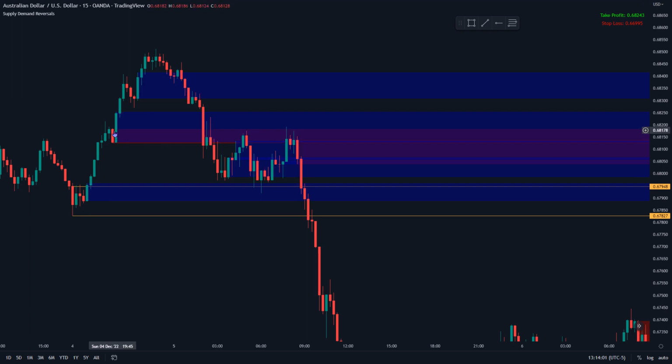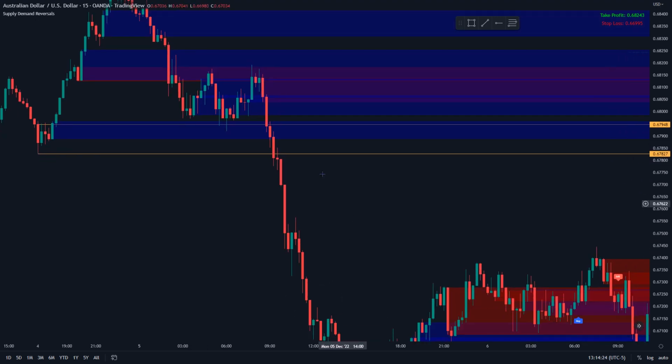We have this demand that caused this move up, but now broken. However, it's still a relevant zone to trade from, just from the opposite side. So we can see it dips into it, makes a lower low, comes up, back into it again, does poke above it, but then totally crashes down right here.